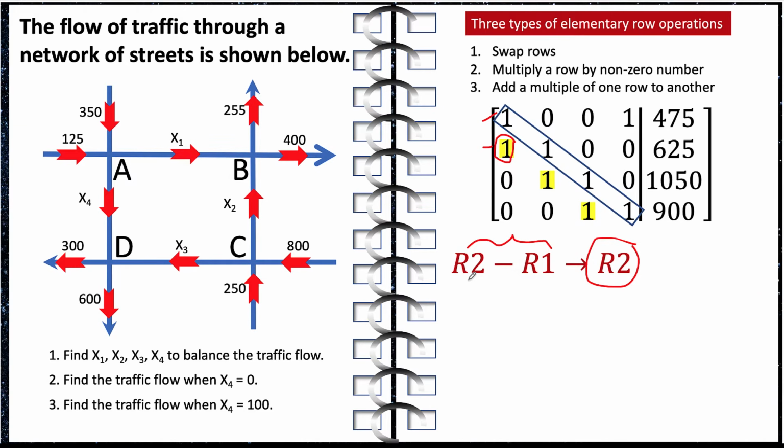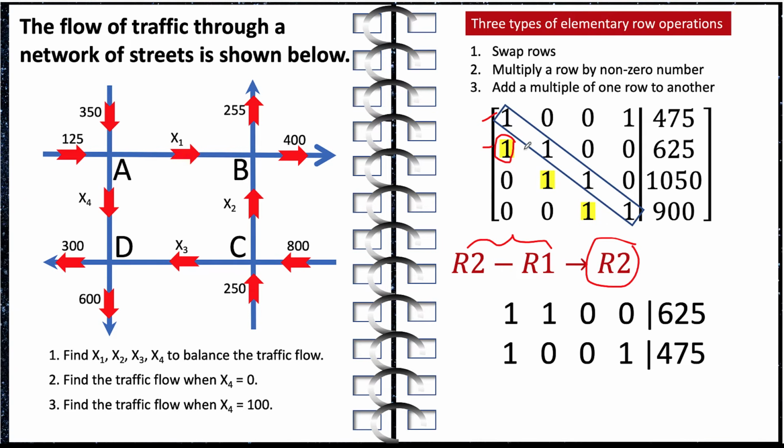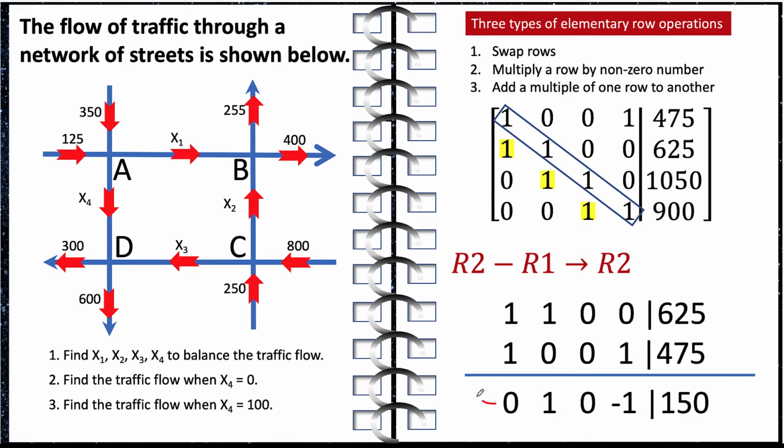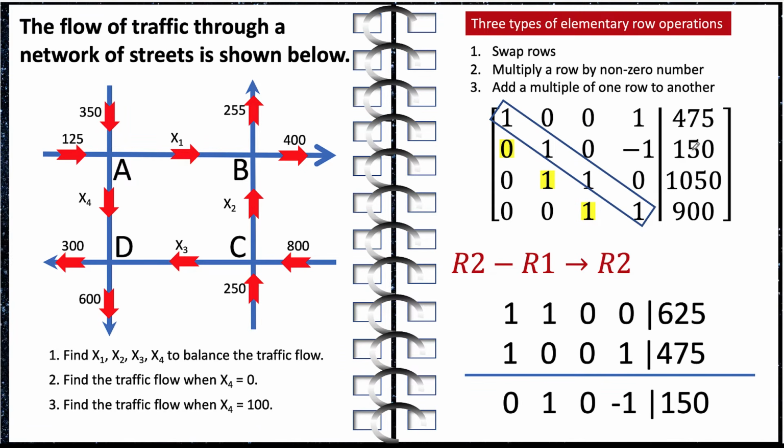So we take this difference and we replace row number 2 by the difference. So what are the entries of row number 2? These are all the entries in row number 2, and these are the entries in row number 1. We subtract these 2 rows column by column. So 1 minus 1 is 0, 1 minus 0 is 1, 0 minus 0 is 0, and 0 minus 1 is negative 1. 625 minus 475 is 150. So this is now the difference that we are going to use to replace the entries in row number 2. So this row number 2 becomes now 0, 1, 0, negative 1, 150. So let's replace it now. We just replace row number 2 by this difference. So we now have 0 here.